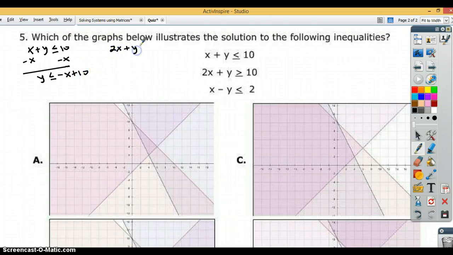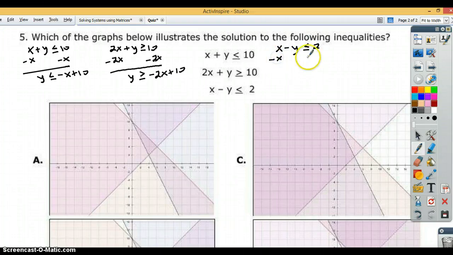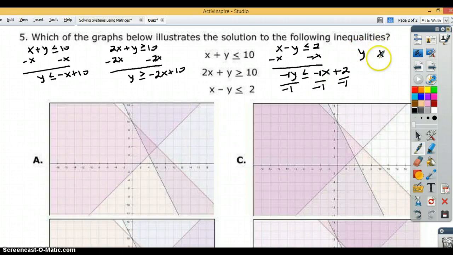So 2x plus y is greater than or equal to 10. Subtract 2x. And we get y is greater than or equal to negative 2x plus 10. So there's our next one, and then we're going to take this one. x minus y is less than or equal to 2. Subtract x. We get negative y is less than or equal to negative x plus 2. Now here becomes the issue. That is a 1, so we want to divide by negative 1. So remember there's a 1 here as well. So we have y, negative 1 and negative 1 create a positive 1, or just x. Negative 2 and negative 1 make a positive 2. And remember we have to flip that symbol now because we divided by a negative number. So we get that. Alright, so we're going to put those in.